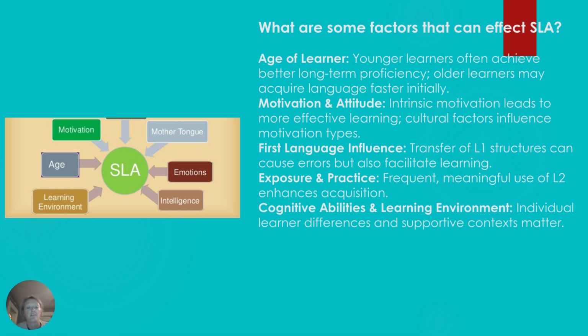And then the cognitive abilities and learning environment, which is huge in any situation. Individual learners' differences and supportive context truly, truly matter. Everybody learns differently. That's the benefit of the universal design for learning too. I always go back and think about that because everybody does learn so differently. So it has a huge effect on SLA as well.